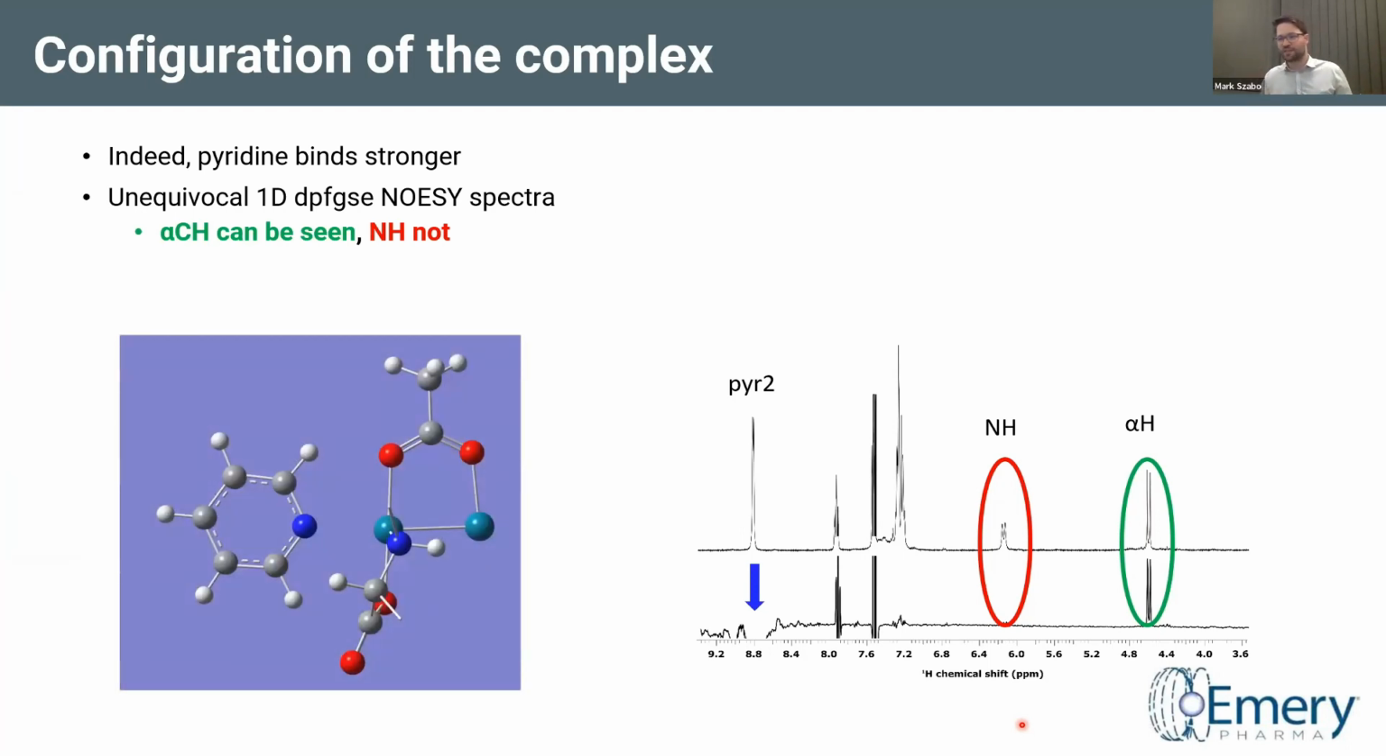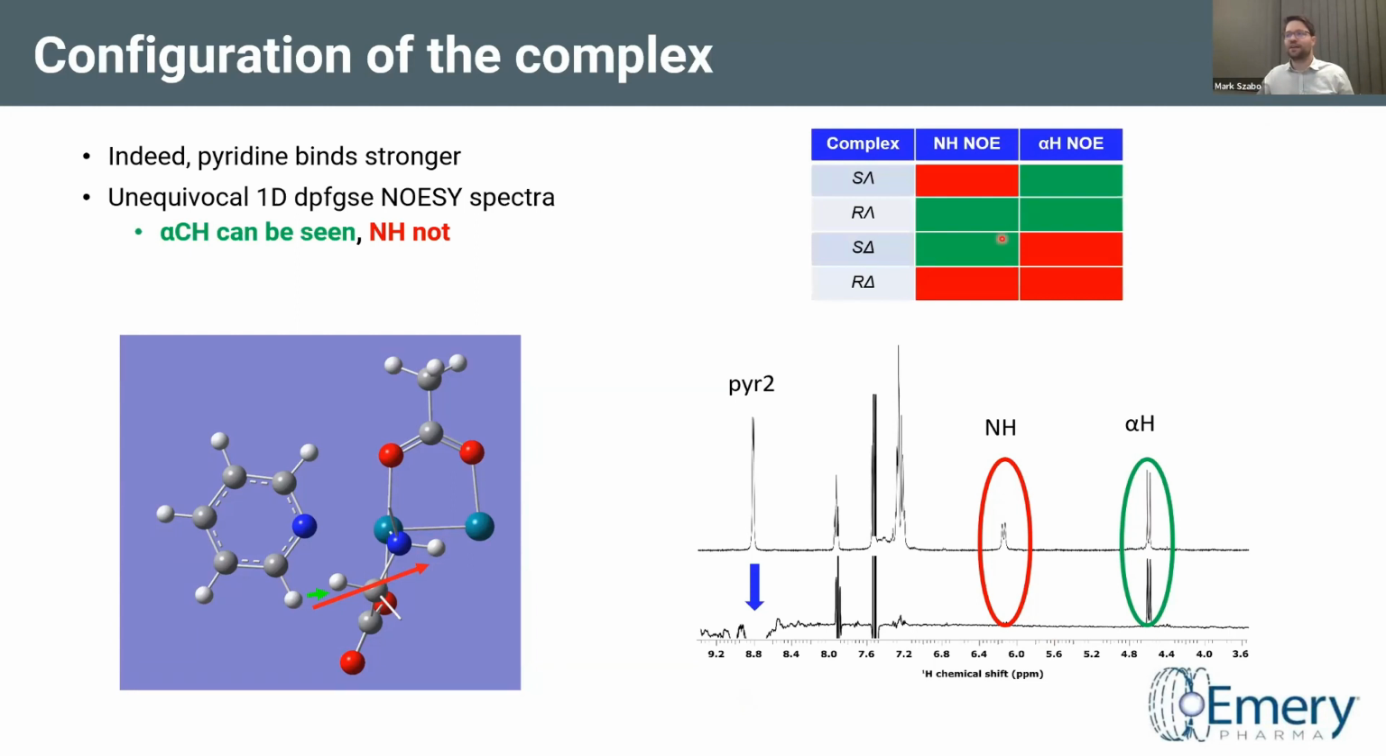I try to show this to you in this three-dimensional structure. So this is the ortho proton of pyridine, and you can see that this is very close in space to the alpha proton. Here you can see that the nitrogen is coordinated to the rhodium core, and here you can see the NH, and you can see that the NH is not close to the ortho proton, and that is what can be seen in the NOESY spectrum.